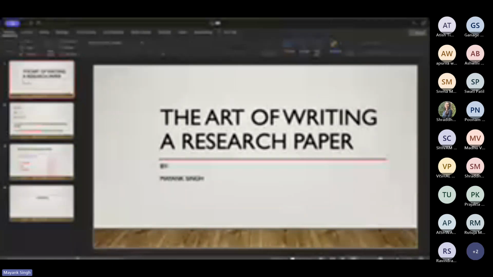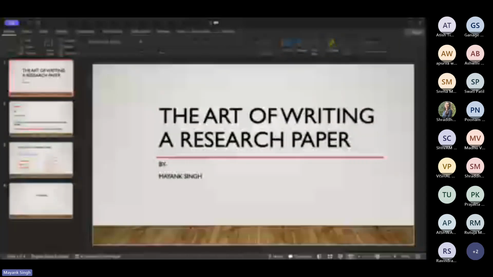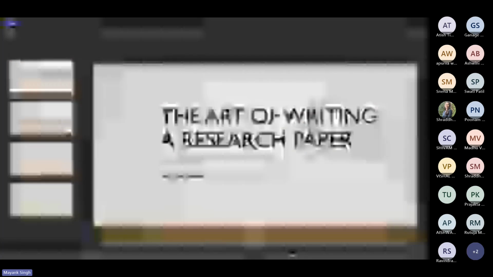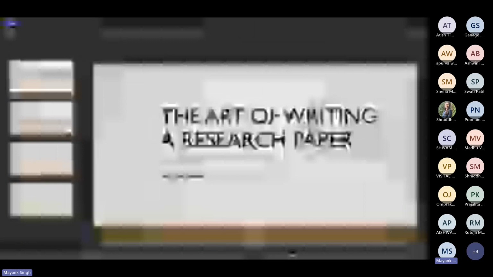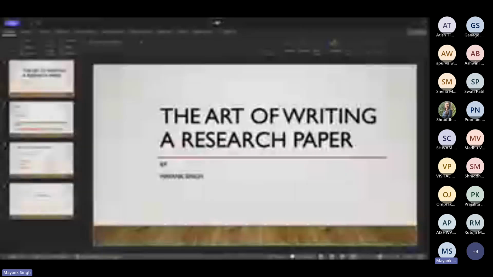Don't write the abstract at the beginning of your paper, because if you write the abstract first, then you will tend to deviate from that abstract, or you will tend to gather some more information. You will tend to change your methodology in between writing your paper, or you gain some other insight into your topic. So always write the abstract at the end of the paper.